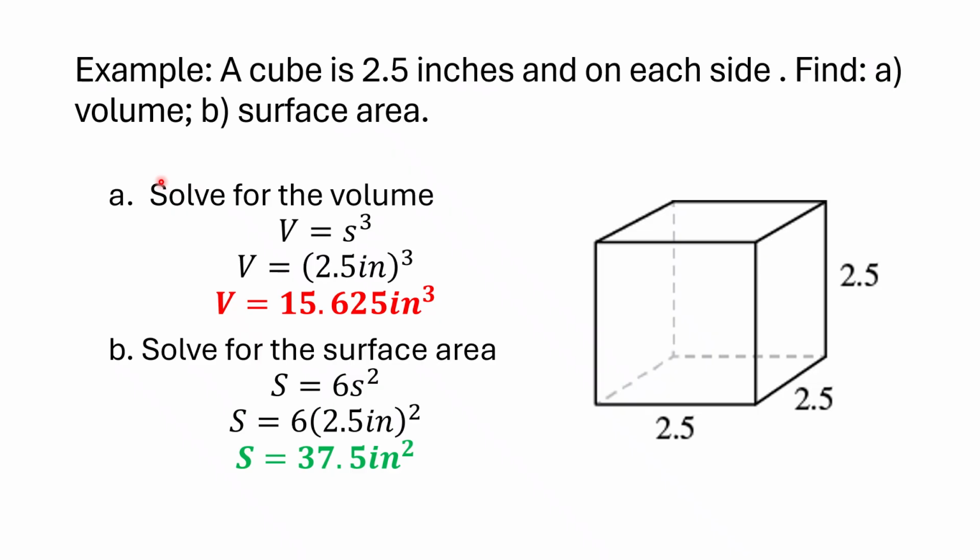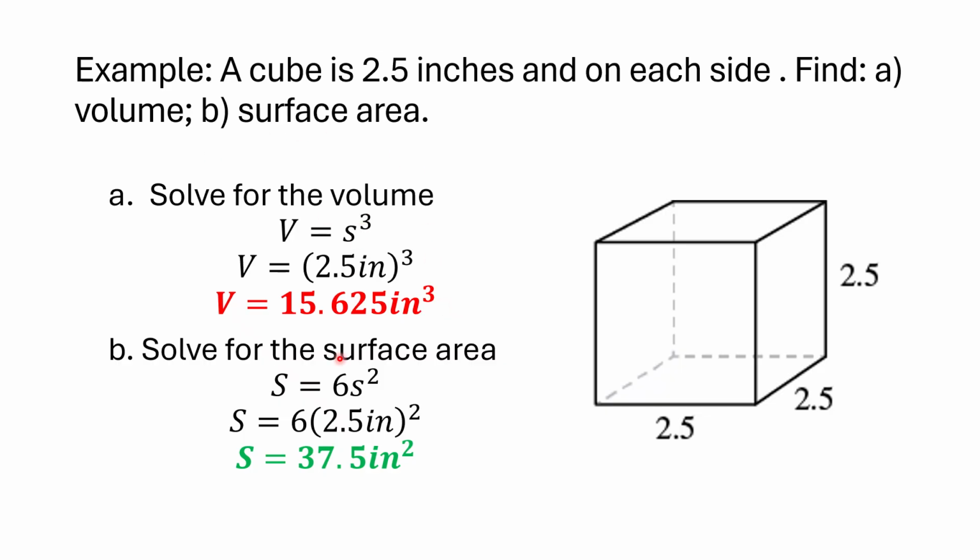Then find A, volume, B, surface area. So for letter A, let's solve for the volume of a cube. In the formula, we have V equal to s cubed. We're given the length of the side, which is 2.5 inches. So substituting, 2.5 inches cubed, then we got 15.625 cubic inches, or inch cube.